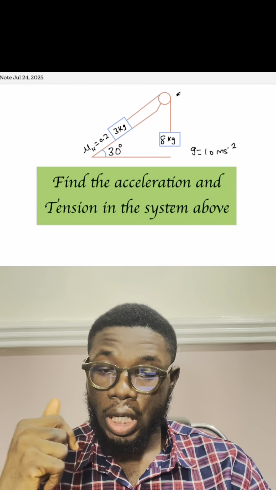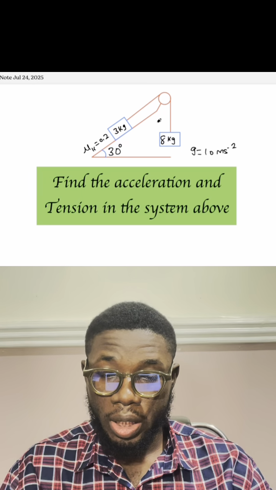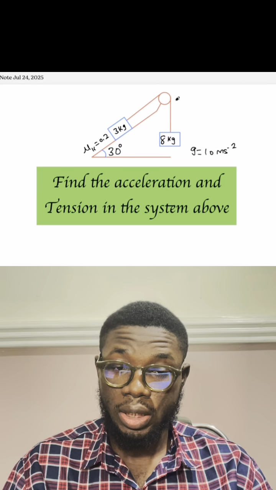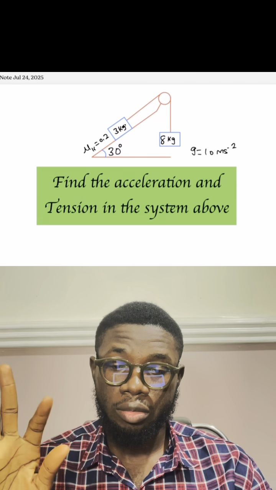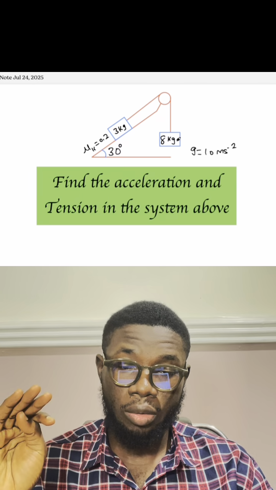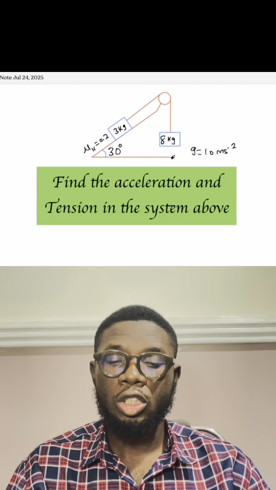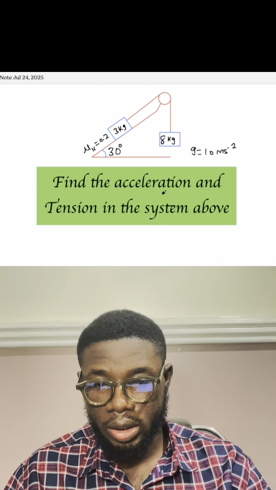Let's take a look at how we solve problems like this. Now, we have this inclined plane and then we have a pulley system. Of course, this string is massless and it does not extend. And then we have a mass 3 kg and a mass 8 kg. The inclined angle is 30 degrees. So the question says that we should find the acceleration and tension in this system.